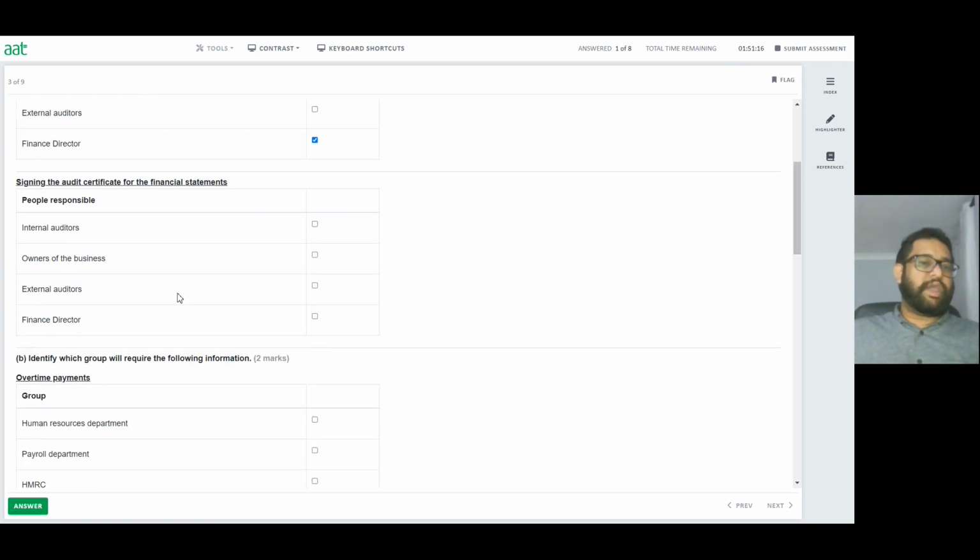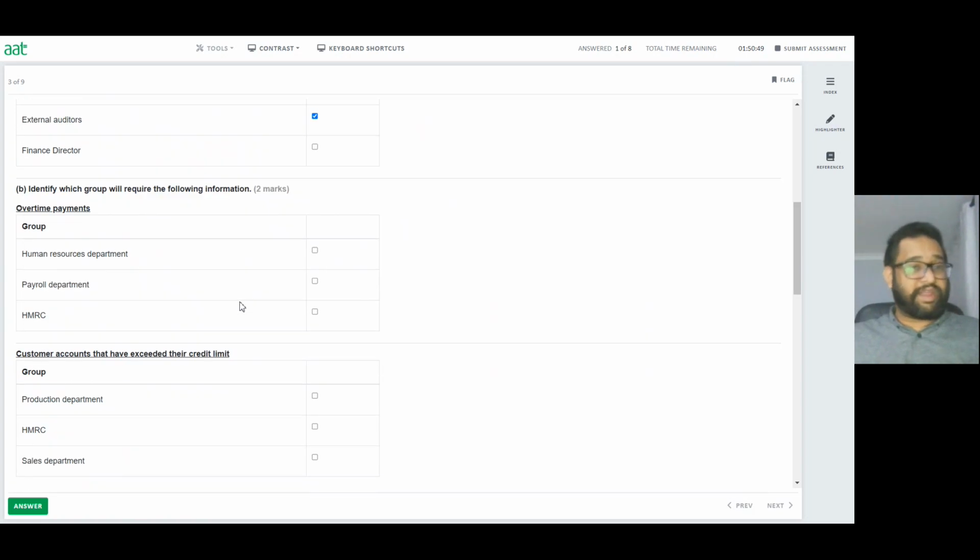Now let's look at the next one here. Signing the audit certificate for the financial statements. Who do you think is going to be signing the audit certificate? This has to be done by somebody who does not have a direct connection to the business, because they will be independently verifying your financial statements. It cannot be the internal auditor or the owner of the business. No way. External auditors, yes. The finance director is also internal, therefore he cannot sign the audit certificate there.